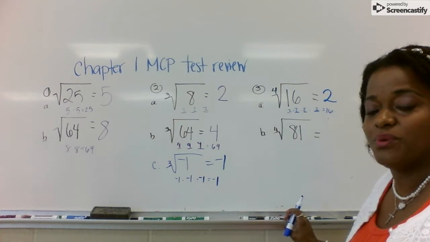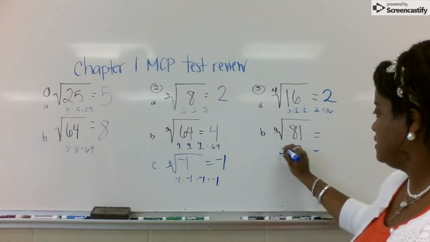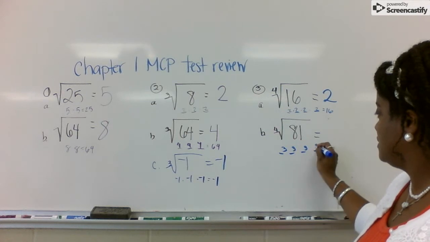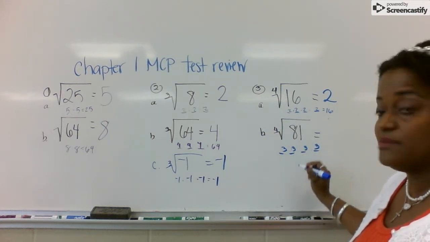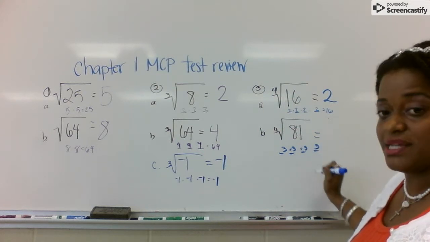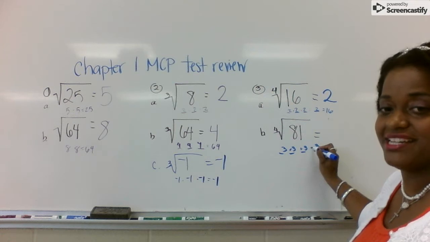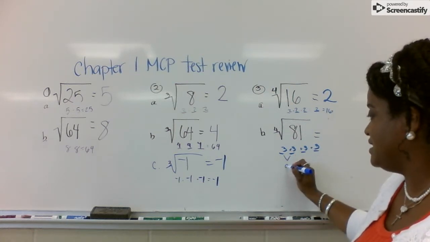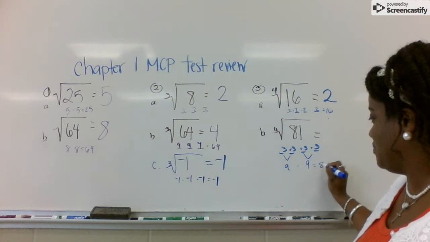Now we have 81. What would the fourth root of 81 be? It would be 3. 3 times 3 is 9. Times 3 is 27. Times 3, that's 81. I like to do it this way: 9 times 9, and 9 times 9 is 81.